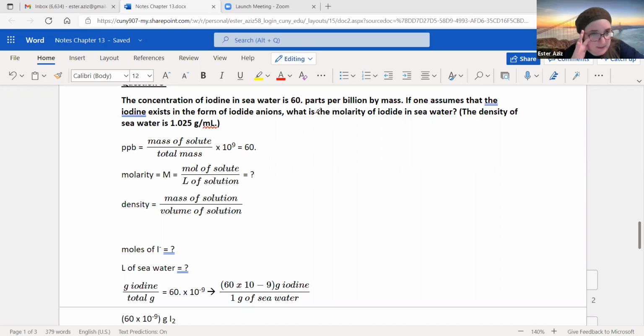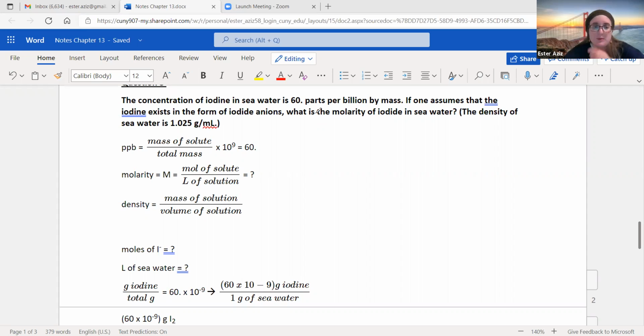And this question says, the concentration of iodine in seawater is 60 parts per billion by mass. If one assumes that the iodine exists in the form of iodide anions, what is the molarity of iodide in seawater? And it gives us the density of seawater, which is 1.025 grams per milliliter.